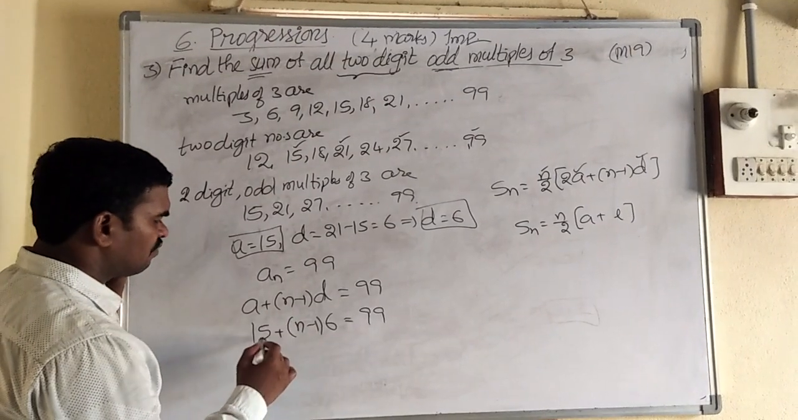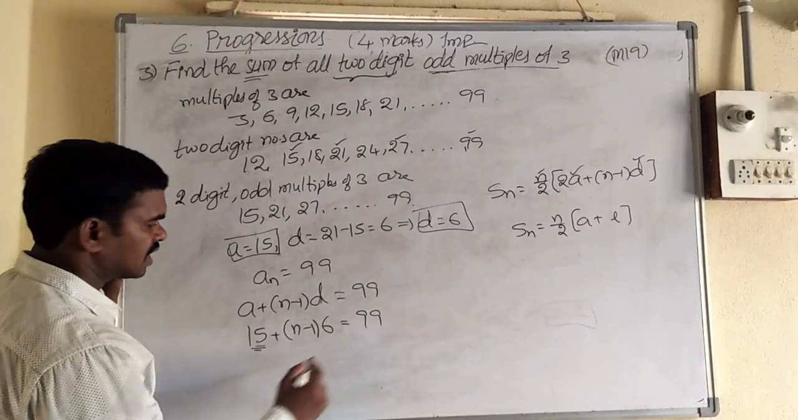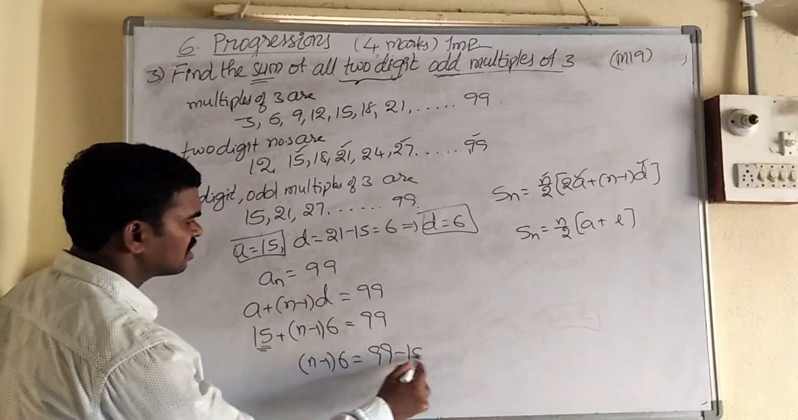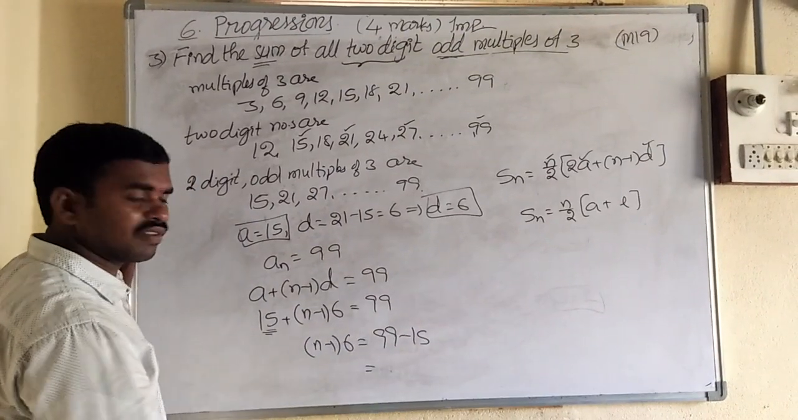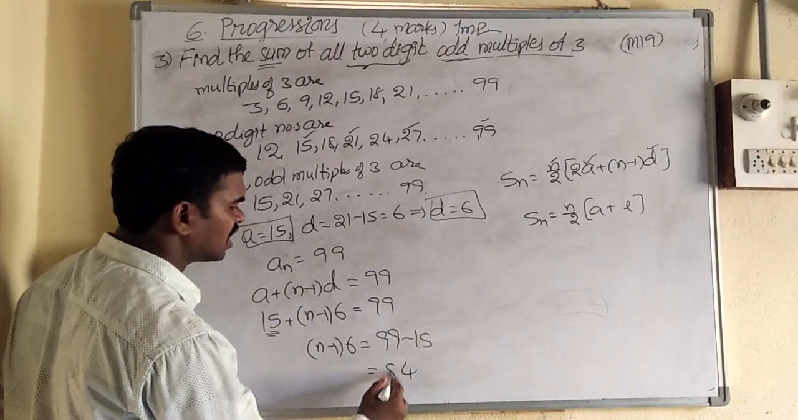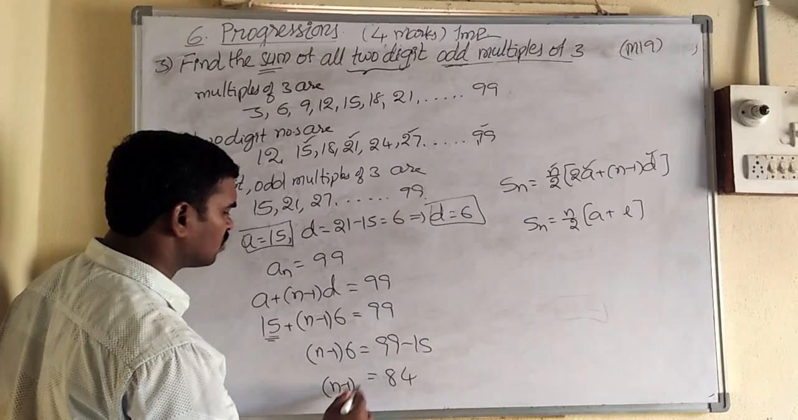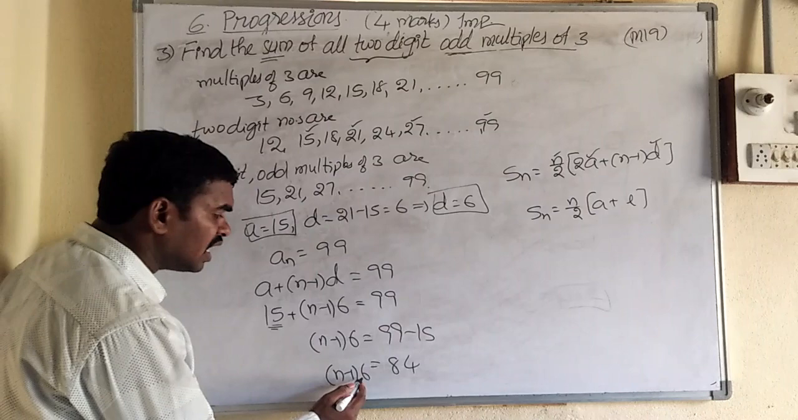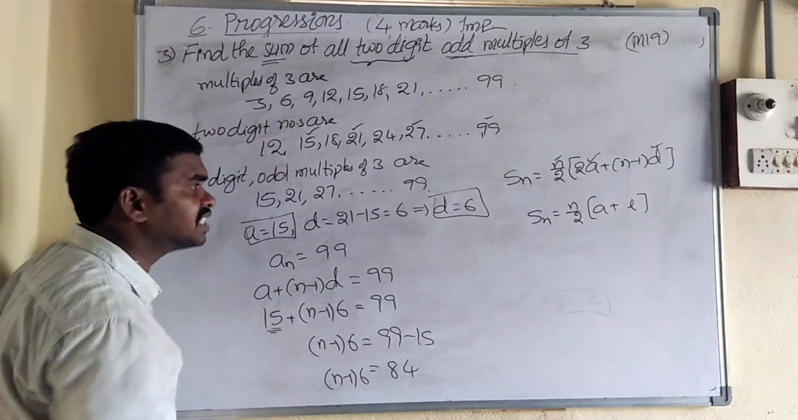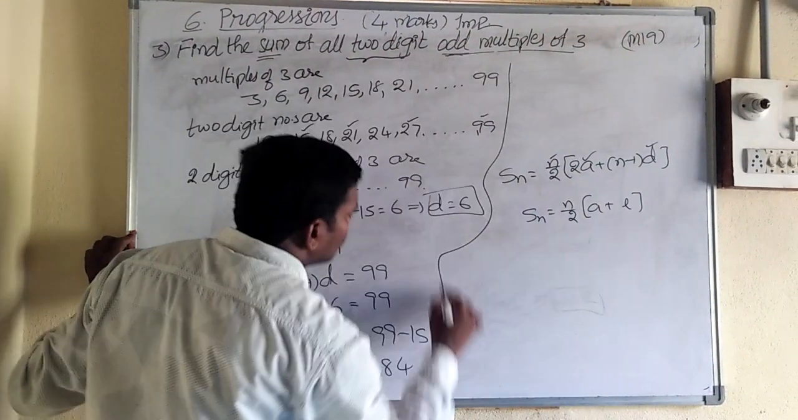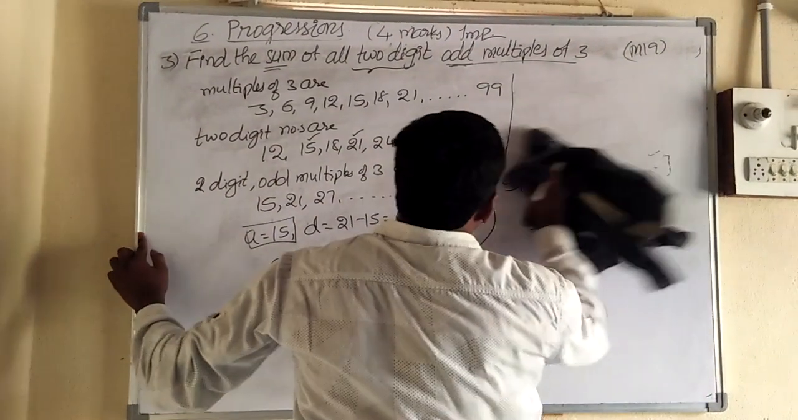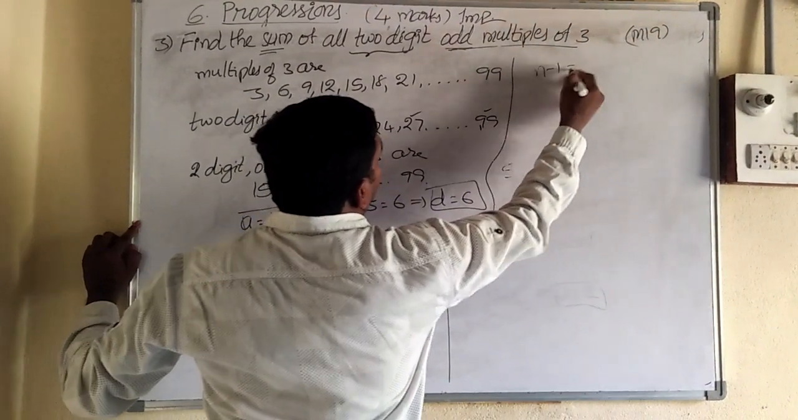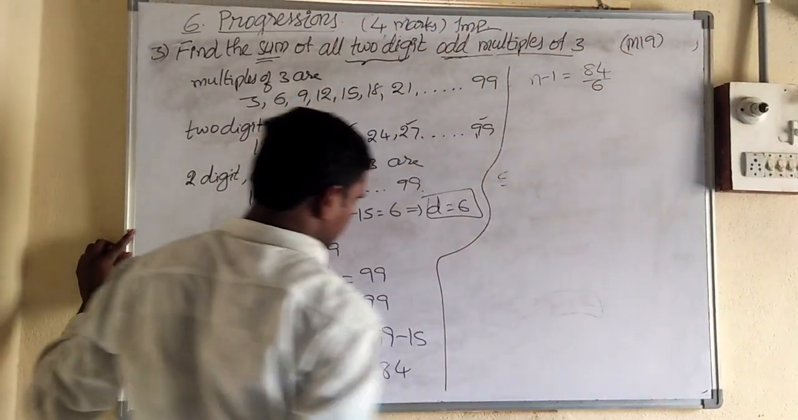Now here plus 15 is there, send to the right side. n minus 1 into 6 is equal to 99 minus 15. How much is 99 minus 15? 9 minus 5, 4. 9 minus 1, 8. So n minus 1 into 6 is equal to 84. The 6 is sent to the right side, so it goes to the denominator. So n minus 1 equal to 84 by 6.